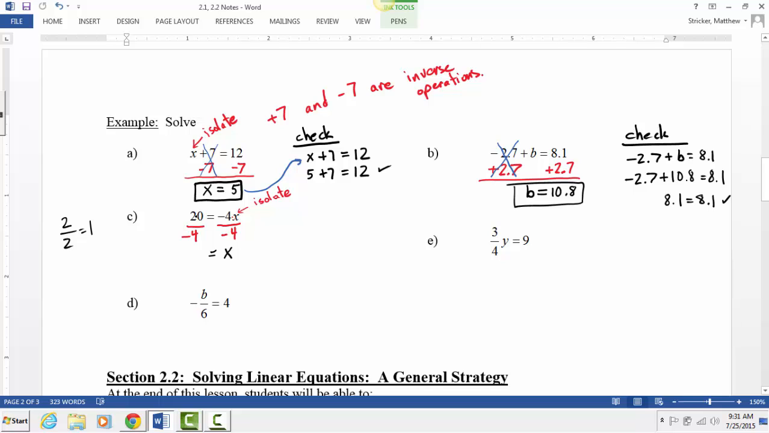Now on the other side, 20 divided by 4 is 5, but since it's a positive divided by a negative, that's going to be a negative 5. Again, we can do our check here. We have 20 equals negative 4x. If we plug in negative 5 for x, remember put it in parentheses. So this is negative 4 times negative 5, and negative times a negative is in fact a positive 20. Those check out. Our answer is x equals negative 5.